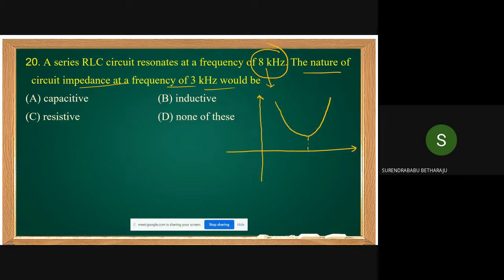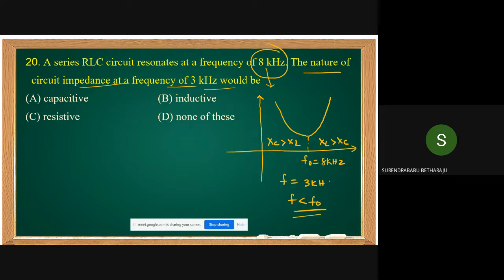Yes, friends. F naught is given as 8 kHz. 3 kHz means F is 3 kHz, so F is less than F naught. But you know for less than the resonating frequency, what is the condition? Xc greater than XL, capacitive more dominant. Here XL greater than Xc, inductive more dominant. This concept I already explained in detail.